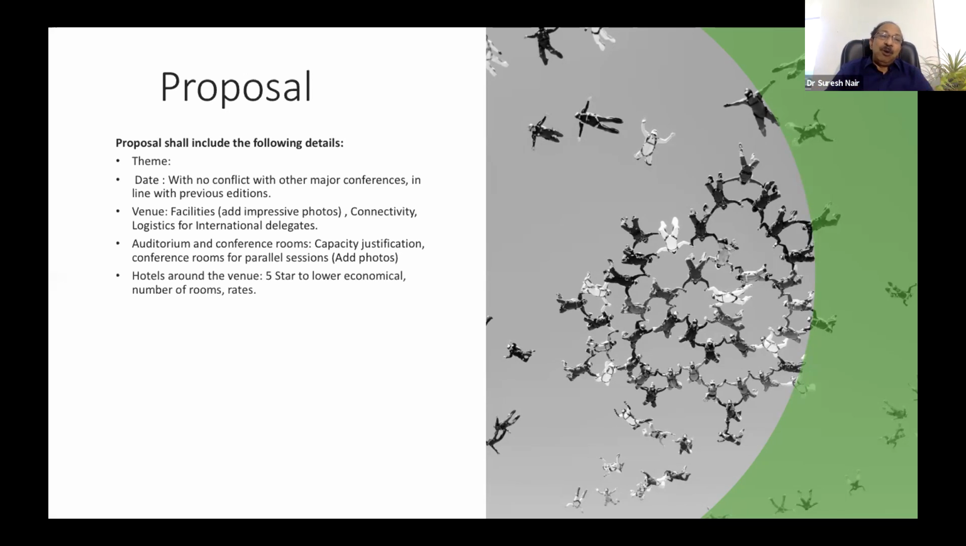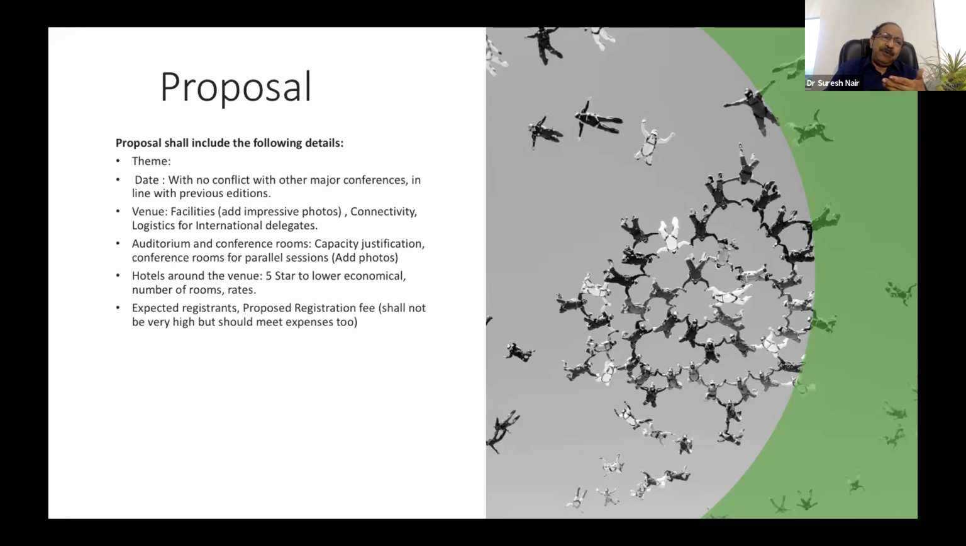Then hotels around the venue. You have to start from 5-star to lower economical. Then you have to mention how many 5-star hotels there are, how many rooms can be made available, so that you can give various categories, and people, depending on their eligibility, wherever they want to stay, will select that. We also have to mention the rates. It can be a typical rate. You can mention that they will get some concessional rates for this type of conference.